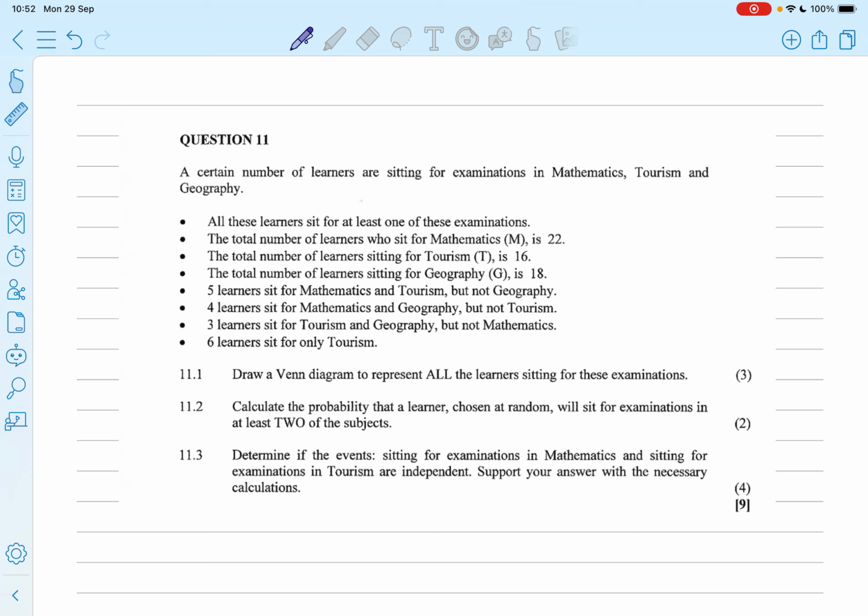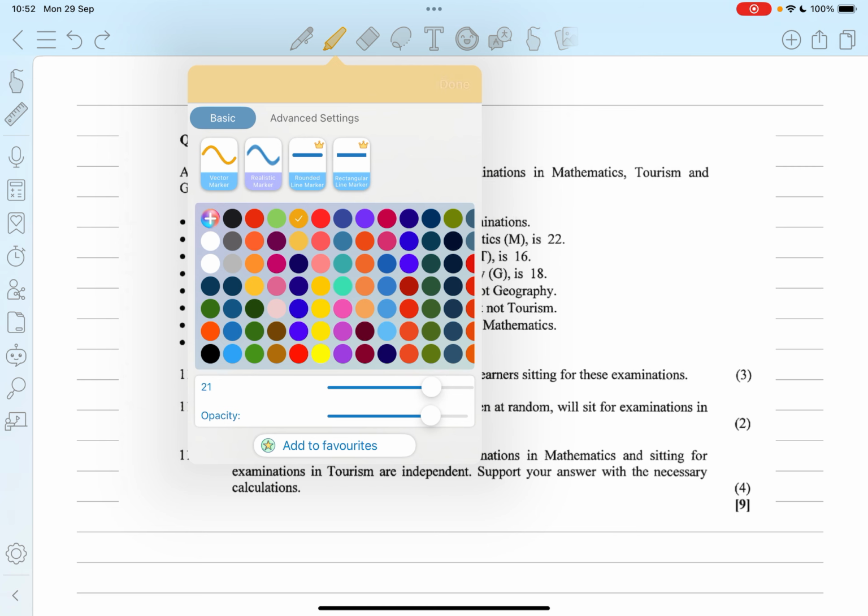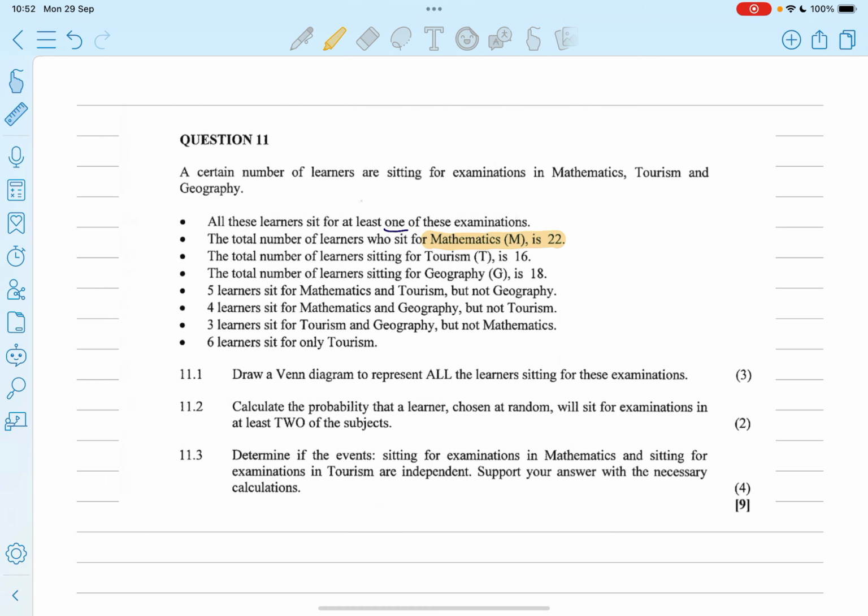So here we are told that a certain number of learners are sitting for examinations in mathematics, tourism, and geography. All these learners sit for at least one of these exams, and then we are given the totals for each subject. These are the totals for maths, tourism, and geography.